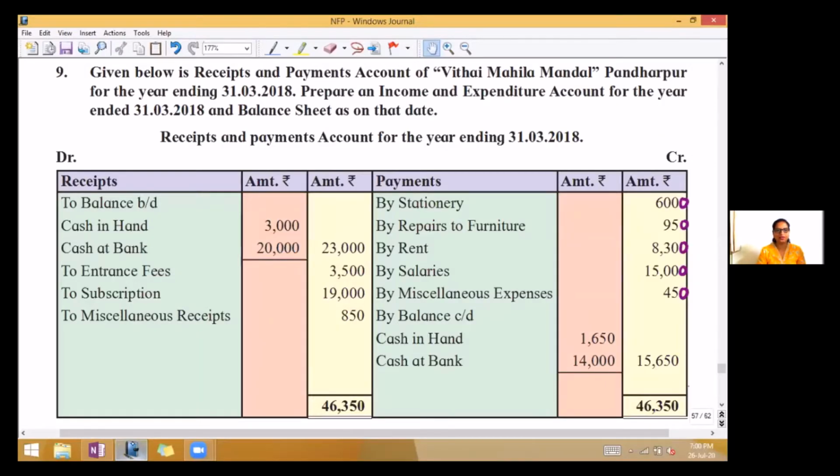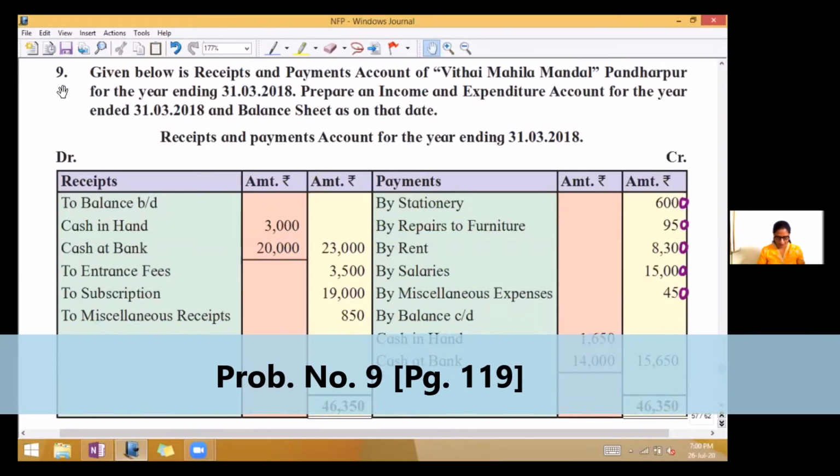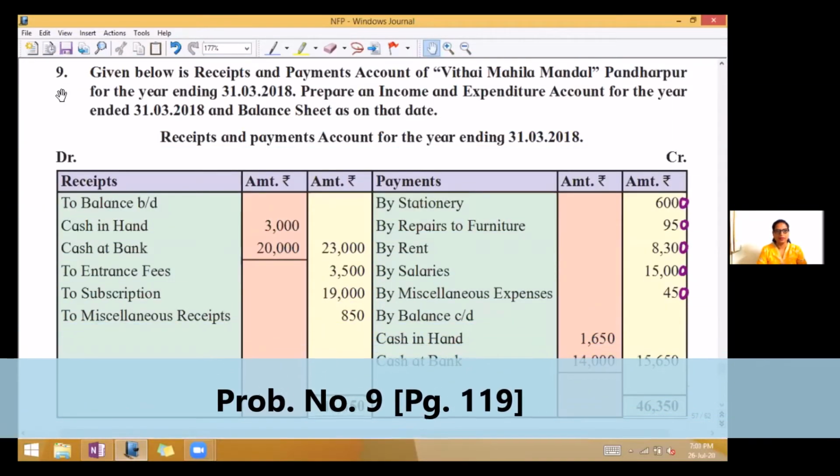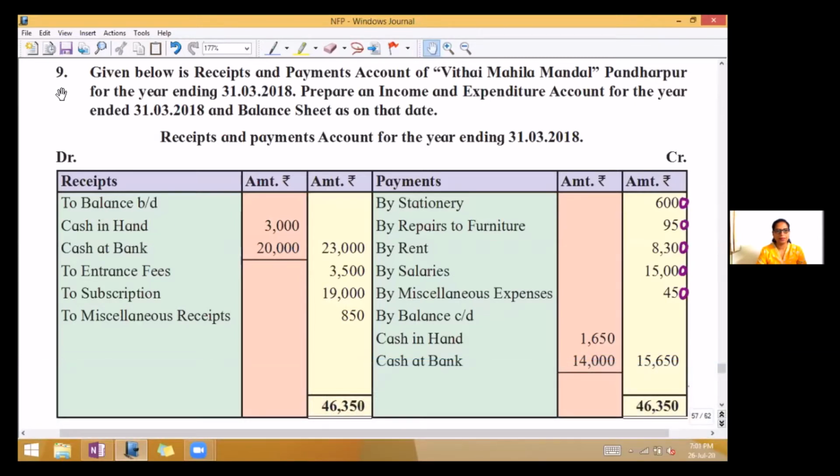Hello students, in today's lecture we will be solving two problems, question number 9 and question number 12. So we begin with question number 9 on page 119. Given below is receipts and payments account of Vitai Mahila Mandal Pandharpur for the year ending 31st March 2018. Prepare an income and expenditure account for the year ended 31st March 2018 and balance sheet as on that date.